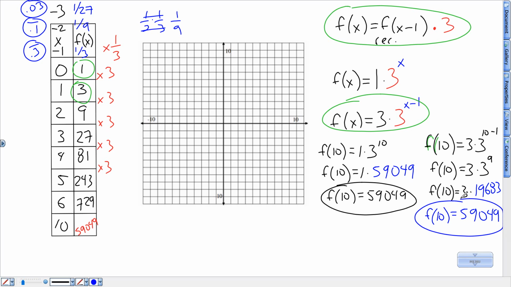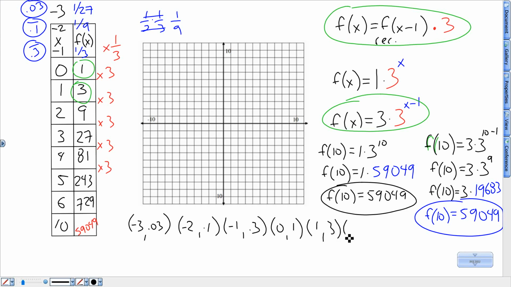So here we go. If I graph these coordinates, remember these are all coordinates. The first one is -3 for x. I got 1/27, which is about 0.03. The second one, -2 for x, I got 1/9, which is about 0.1. The third point, -1, I got for that one 1/3, which is about 0.3. And then I have 0, 1. And then I have 1, 3. And then 2, 9.